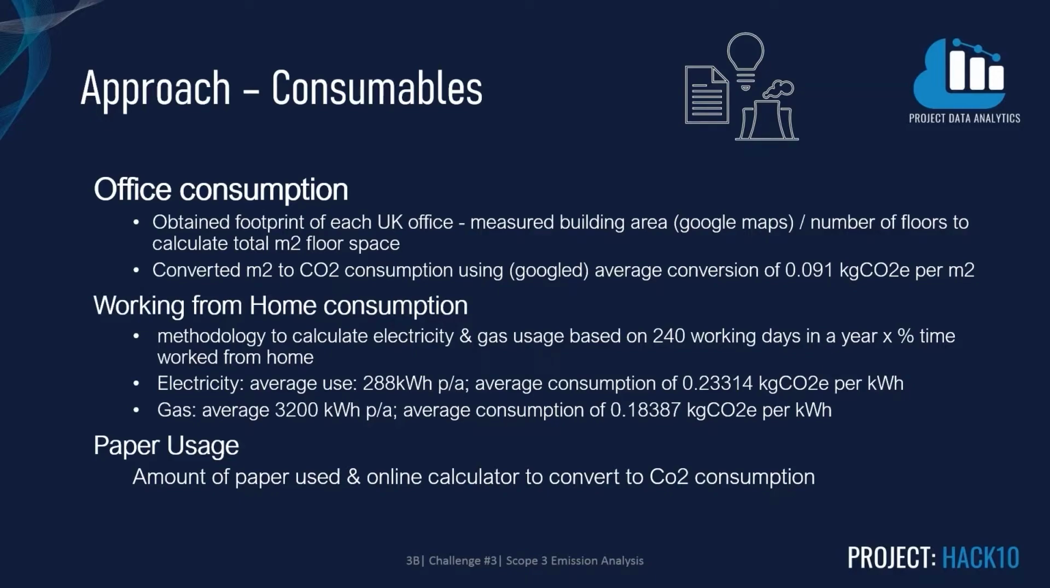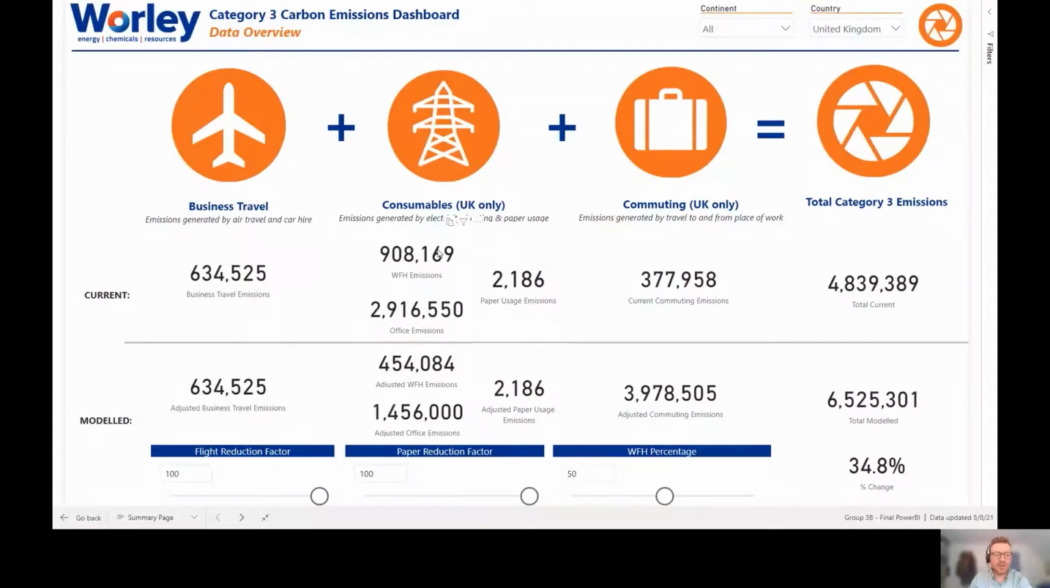Similarly, for electricity and gas, the same thing. We based this on 240 working days in a year. The amount was working from home, and then again using average consumption and information to convert that into a carbon usage. Finally, for paper, again, we had the amount of paper that was used and converted it to a consumption value.